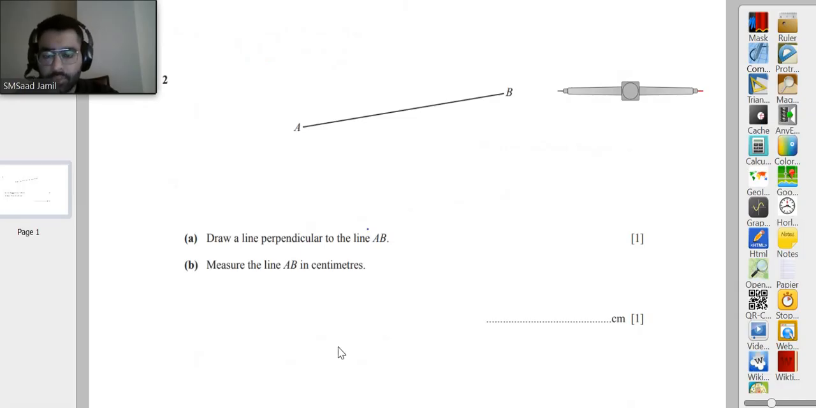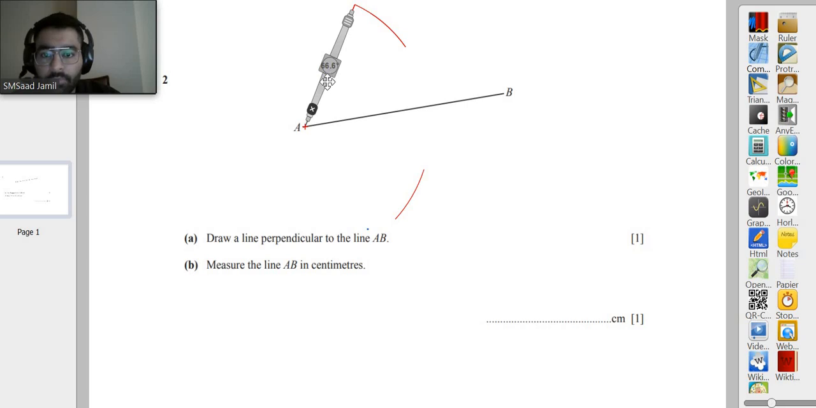Moving on to question number 2, it says draw a line perpendicular to the line AB. In order to draw a perpendicular, first of all, what do you have to do? You have to place this at the corner. We will minimize the length a bit, and then we will basically draw an arc. So as you can see, I have drawn one over here, and then I will go up over here and draw an arc over here, like this.